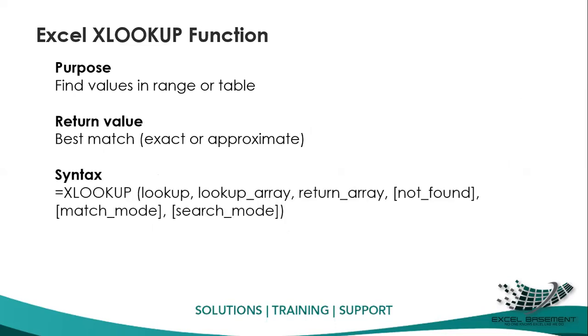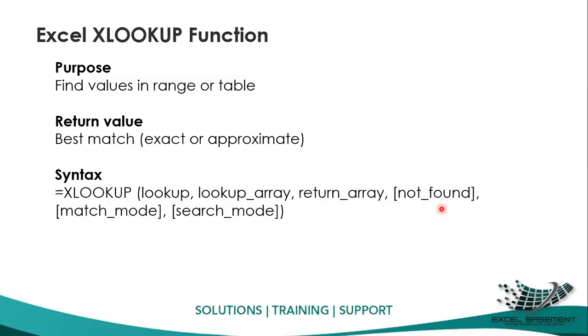The syntax of the XLOOKUP function is defined by some function arguments. The first one is the lookup value, then lookup array, then return array. If the value is not found, what do we need to add in the not found argument? If you remember, if you're using VLOOKUP and if any value is not found by that function, it returns an error, right? And to cover that error, you have to apply the IFERROR function with the VLOOKUP or HLOOKUP.